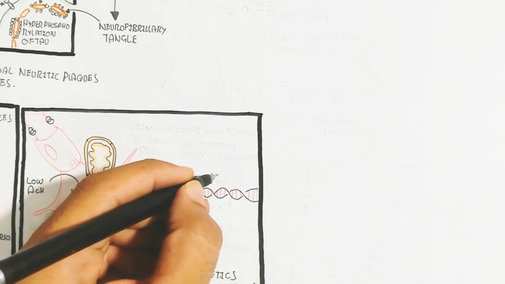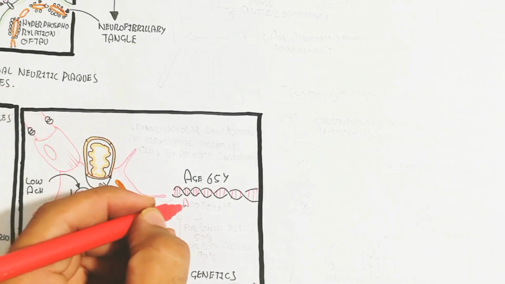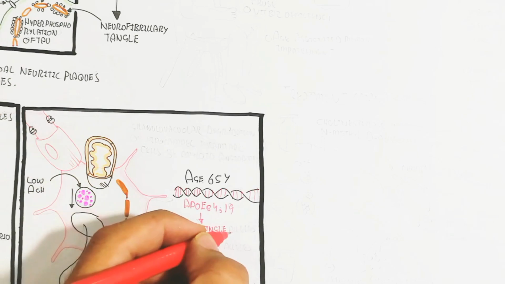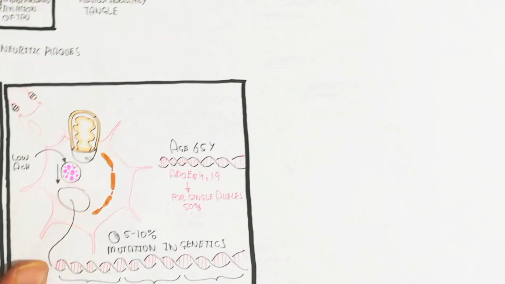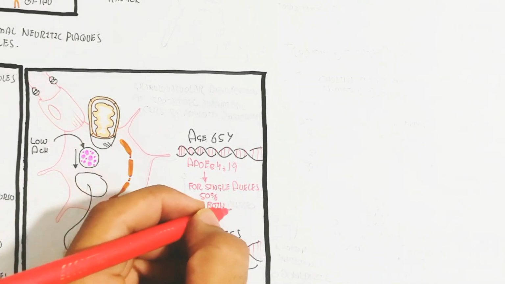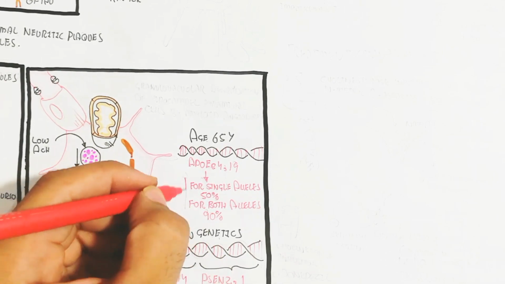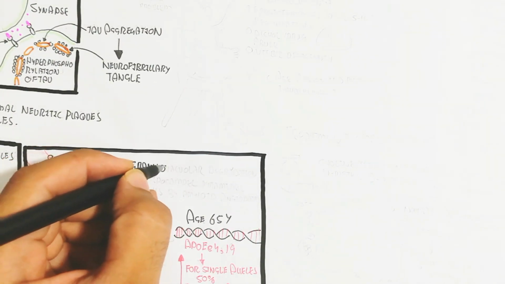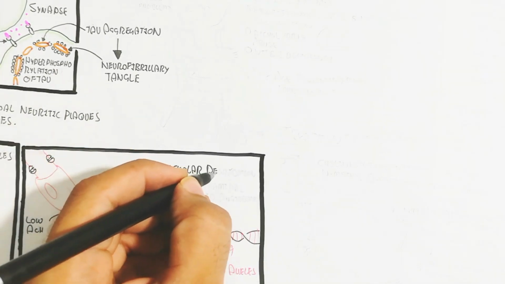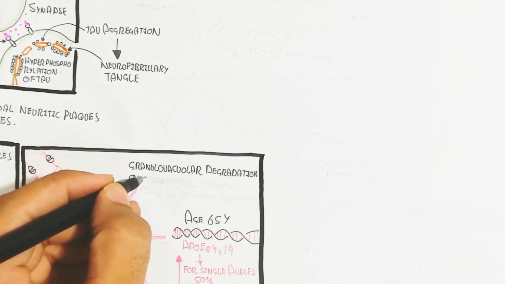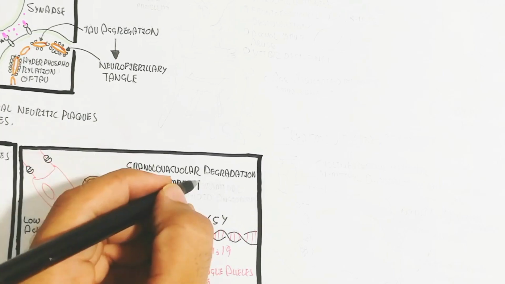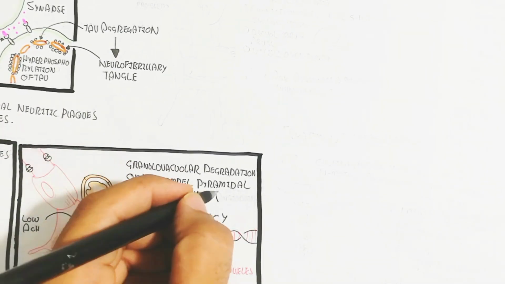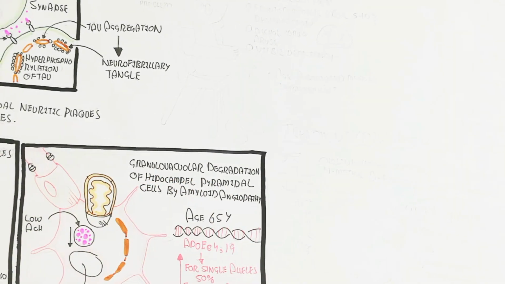On the other hand, at age 65 years, ApoE epsilon 4 on chromosome 19 is involved, with a risk of 50% for a single allele and 90% for both alleles, leading to an increase of the protein known as beta amyloid 42. Also, there is granulovacuolar degeneration of the hippocampal pyramidal cells and amyloid angiopathy.